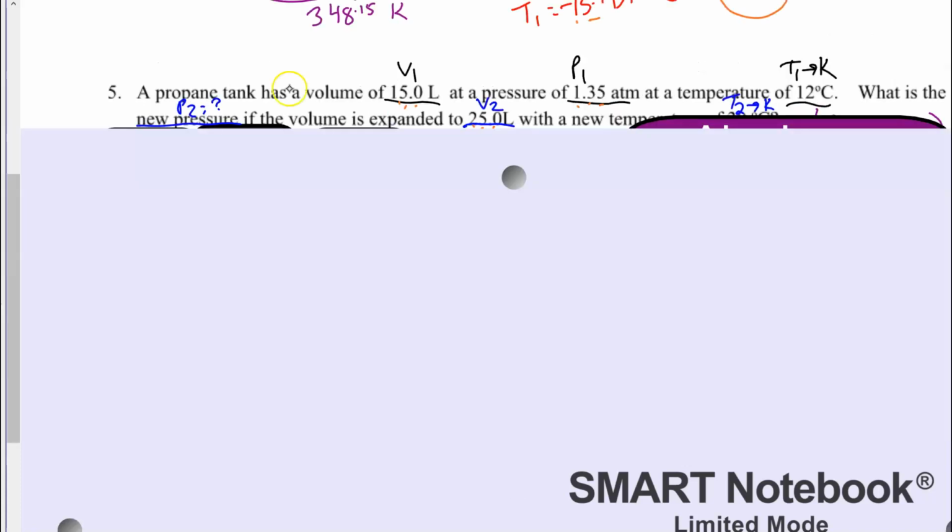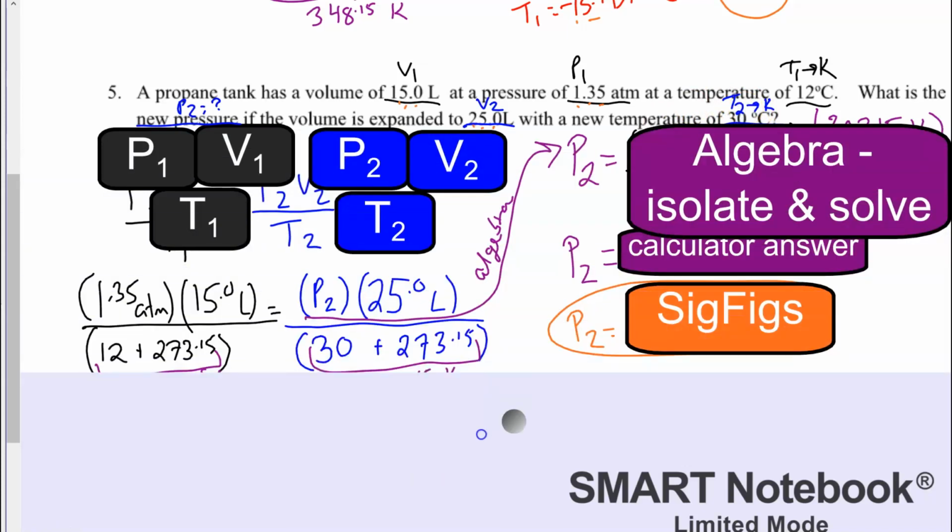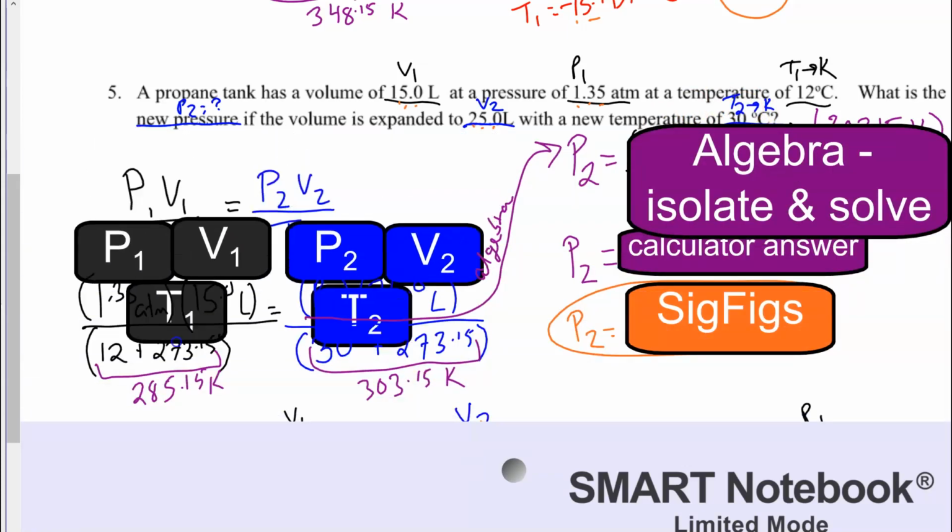Okay, problem 5. A propane tank has a volume, initial volume V1 of 15.0 liters at a pressure of 1.35 atmospheres, P1, and a temperature of 12 degrees Celsius. Remember, convert to Kelvin. What is the new pressure? So what is P2? If the volume is expanded, the gas gets bigger to 25 liters, that's V2, with a new temperature of 30 degrees Celsius. Remember, convert that to Kelvin.